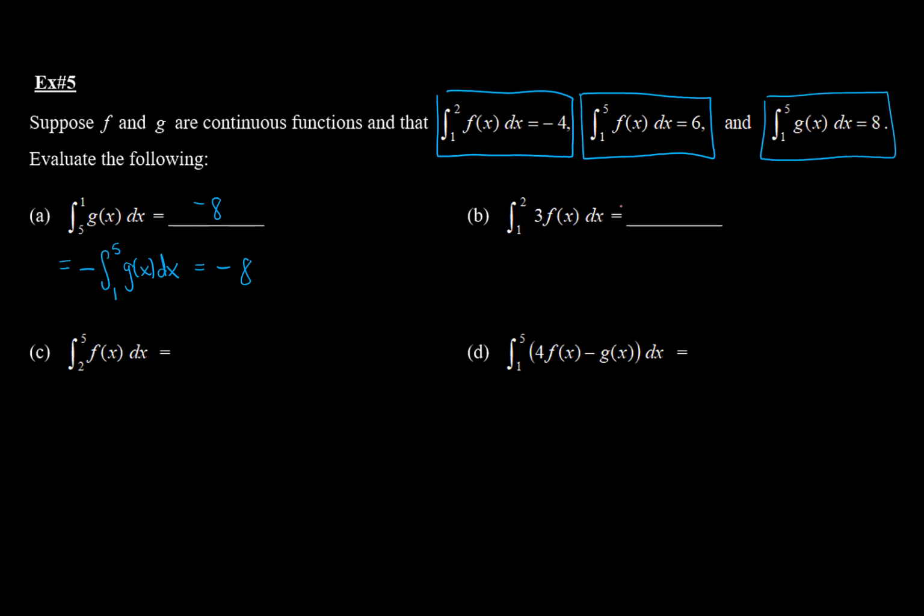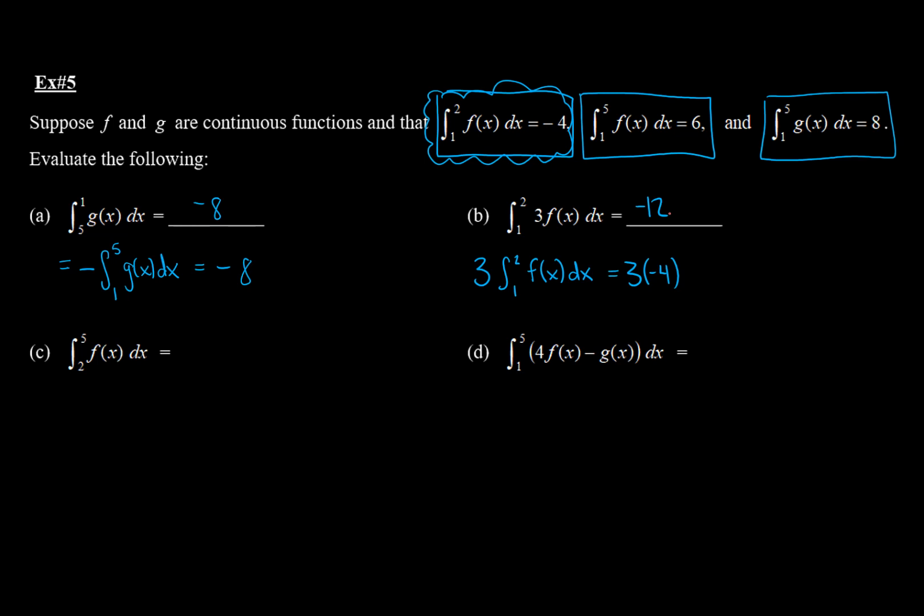All right, for this one, I've got the integral of f of x from 1 to 2, multiplying it by 3. Remember that 3 can come out. So I really just need to figure out what the integral of f of x is from 1 to 2 and then multiply it by 3. Well, they gave me that fact. That's this fact right here. So that's going to be 3 times negative 4, which is going to give me negative 12.